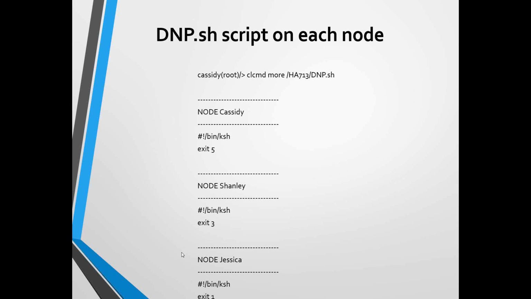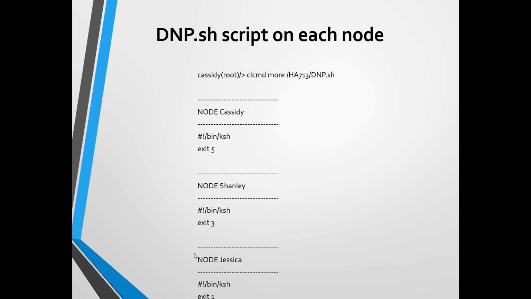Now, as we saw in the previous slide, I had a 3-node cluster, and I had Jessica listed first, Cassidy listed second, and Shanley listed third. Now, in most resource groups, the listing of the order in the resource group determines priority. So in most cases, if node Jessica fails, it would fail over to Cassidy if it was up because it's the next one listed in the resource group.